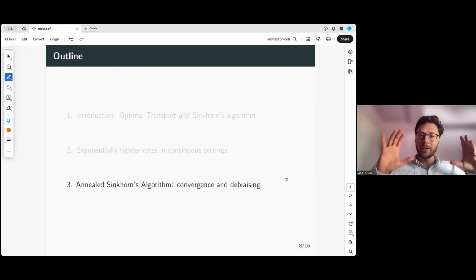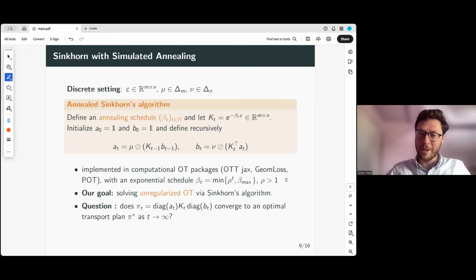Rather than studying Sinkhorn algorithm as an algorithm to solve entropic optimal transport, we'll study it as an algorithm to solve optimal transport without regularization. And the typical way Sinkhorn's algorithm is used in practice, so here I will present it again in the discrete setting. Everything in this second part is purely discrete.